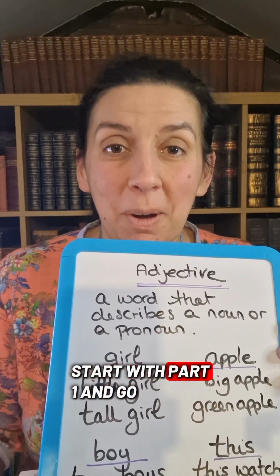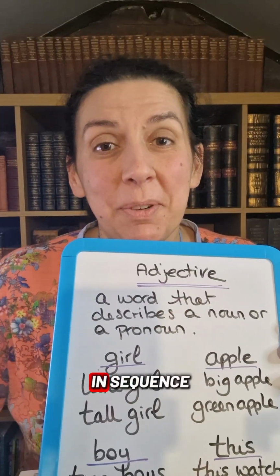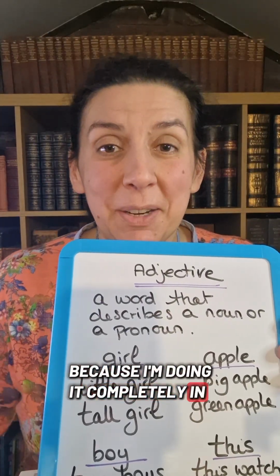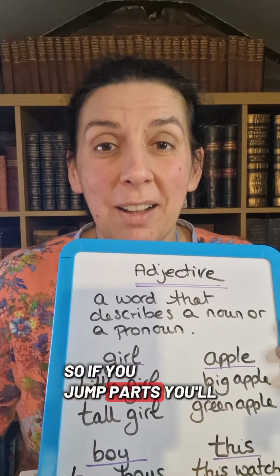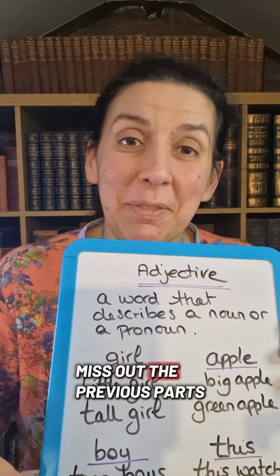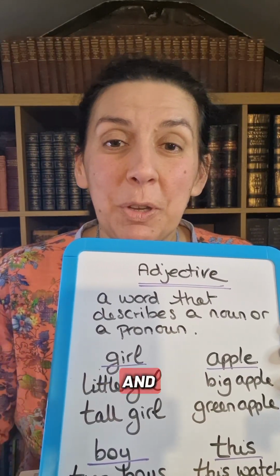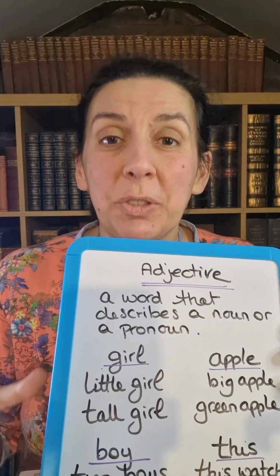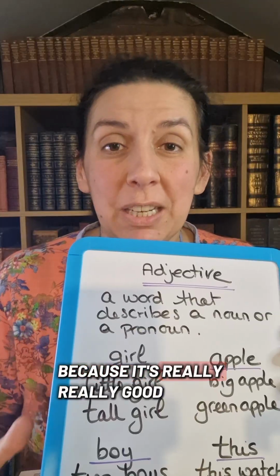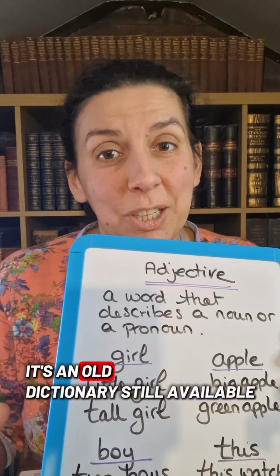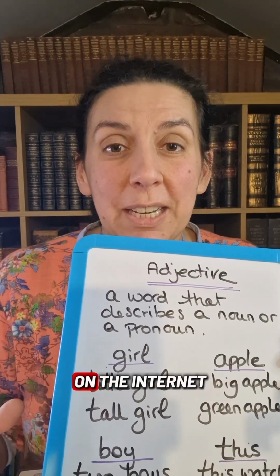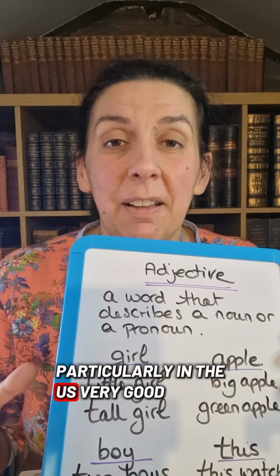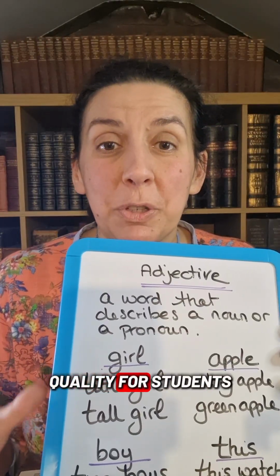Start with part 1 and go in sequence because I'm doing it completely in sequence. So if you jump parts, you'll miss out the previous parts. And the dictionary I'm using for this is the Webster's New World Dictionary for Young Readers because it's really, really good. It's an old dictionary, still available on the internet, particularly in the US. Very good quality for students.